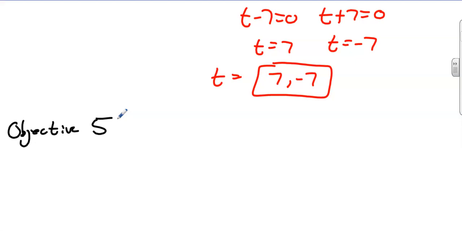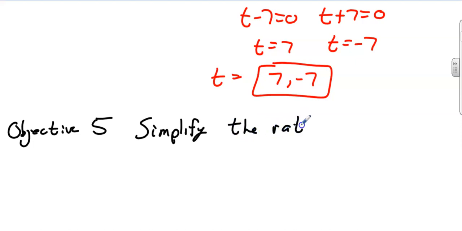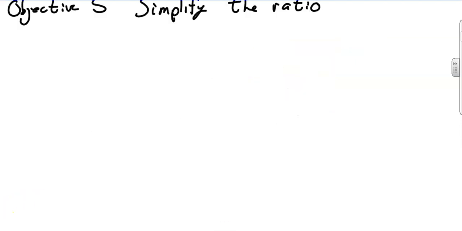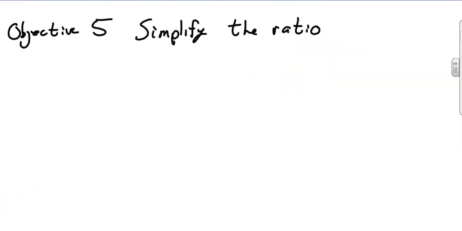Okay, and objective 5 is really kind of a mix of the first 4 on this one. They're just going to ask you to simplify. And it's going to give you a ratio to work out. So again, we're still talking about a fraction on this one. But this one's almost even easier than the first ones we looked at.